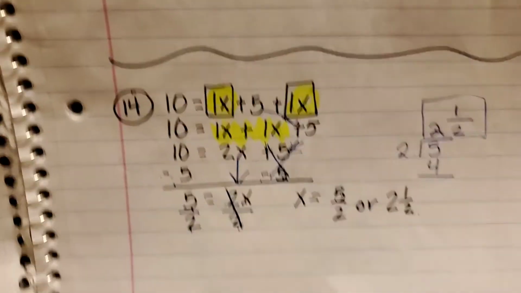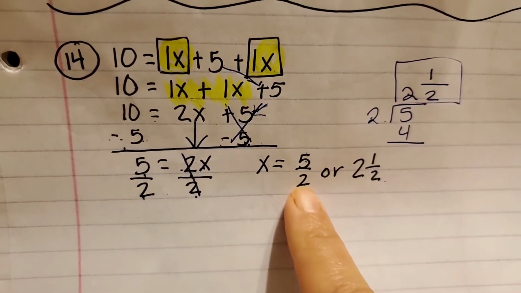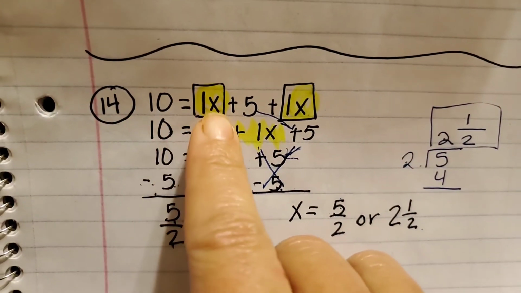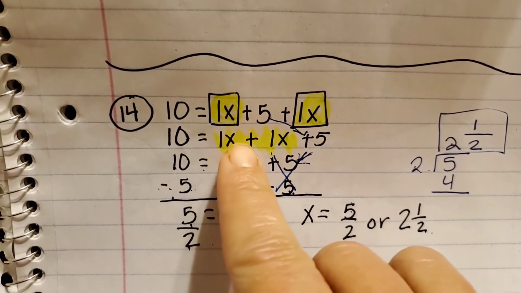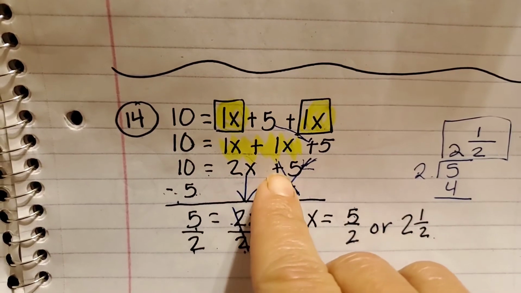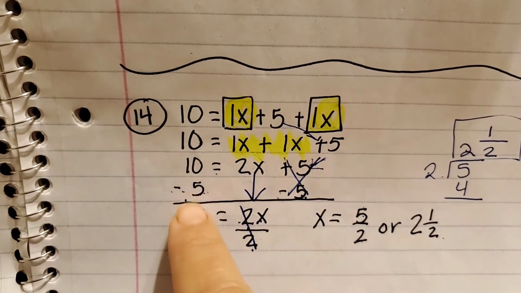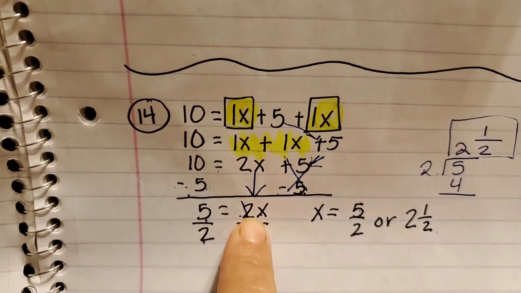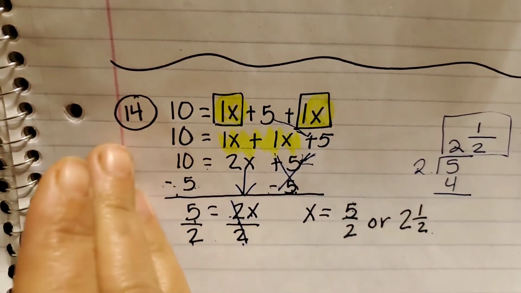This one will go over because you do have to convert. You can see we're going to have an improper fraction and change it to a mixed. So we have 10 equals 1x plus 5 plus 1x. So 10 equals 1x plus 1x plus 5. 10 equals 2x plus 5. We're going to get the x by itself, so we're going to -5, -5. 10 minus 5 is 5. 2x comes down. You're going to divide by the 2, even though the x is usually on this side.